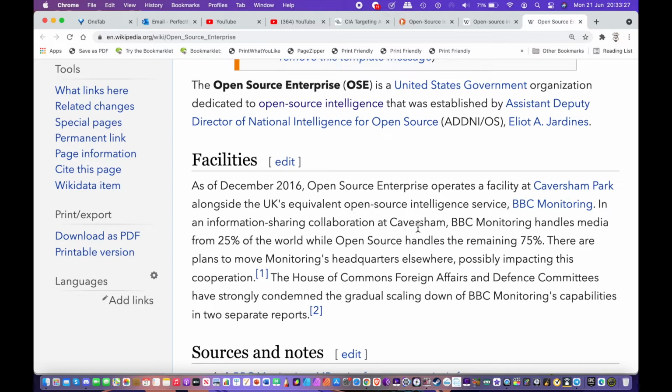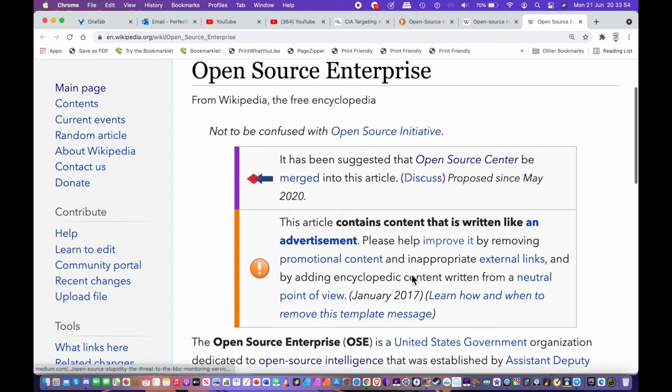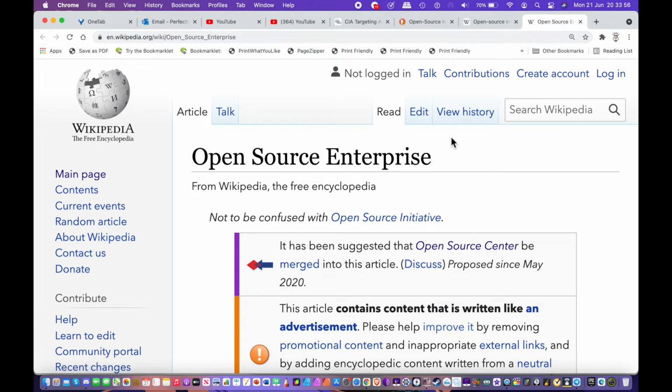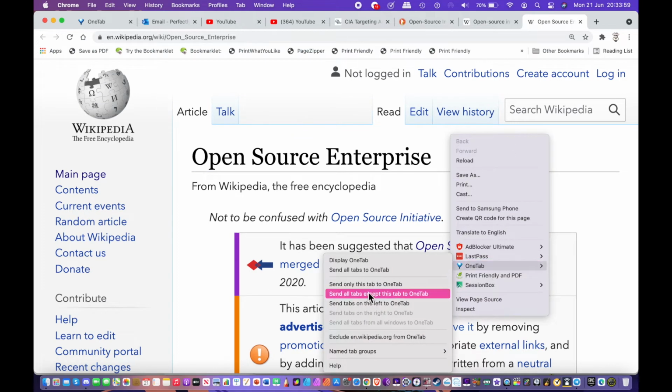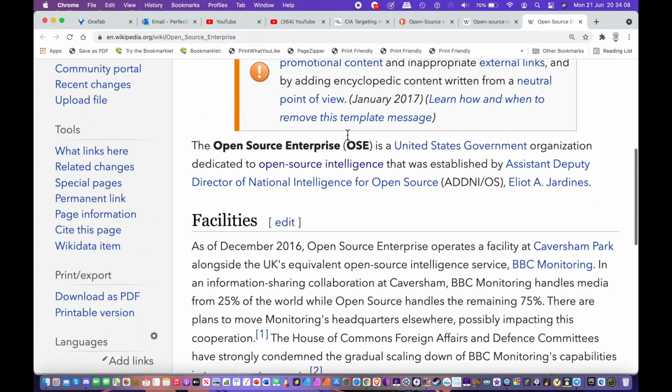In an information sharing collaboration, BBC Monitoring handles media from 25% of the world, while Open Source handles the remaining 75%. There are plans to move Monitoring headquarters elsewhere, possibly impacting this cooperation. Okay. So that place is in the UK. That's interesting. And there's BBC Monitoring. Hang on.